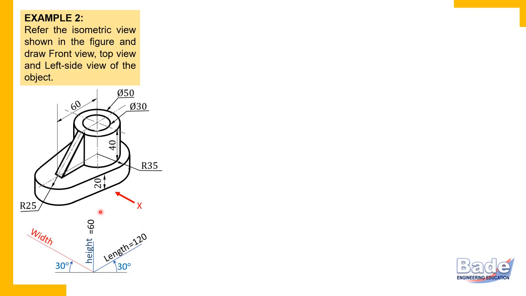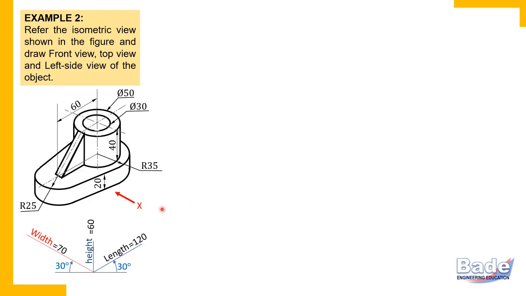Now what about the width of the object? So width is to be measured in this direction, parallel to width. Directly width is not given, but check here, the widest portion of the object is this curved edge. So its diameter will be the width of the object. 35 plus 35. Radius 35, that is diameter 70. So width is 70. So this is how we have identified length, width and height of this object.